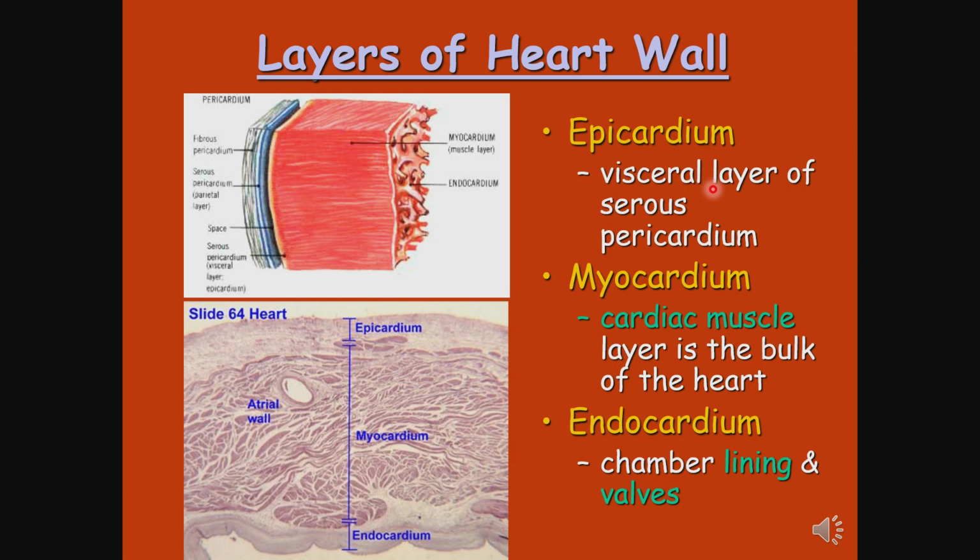So the epicardium is the visceral layer of the serous pericardium, so it's right here. Then you have a very thick myocardium. This is the muscle of the heart, and it makes sense that it has to be really thick because your heart is pumping. Muscles are contracting your entire life. And then the endocardium, this is the layer that lines the valves.